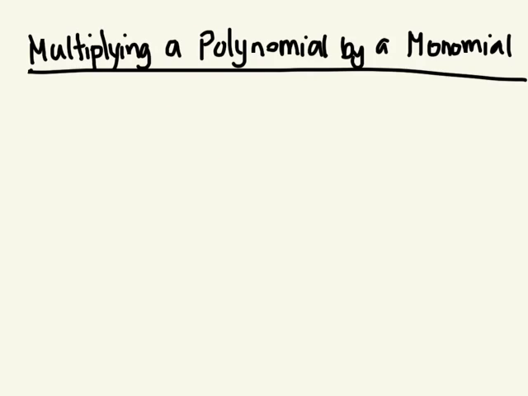Okay, so we're looking at multiplying a polynomial by a monomial. What's a polynomial? What's an example of a polynomial? Okay, it's any expression that has one or more terms. So for example, 2x plus 4.